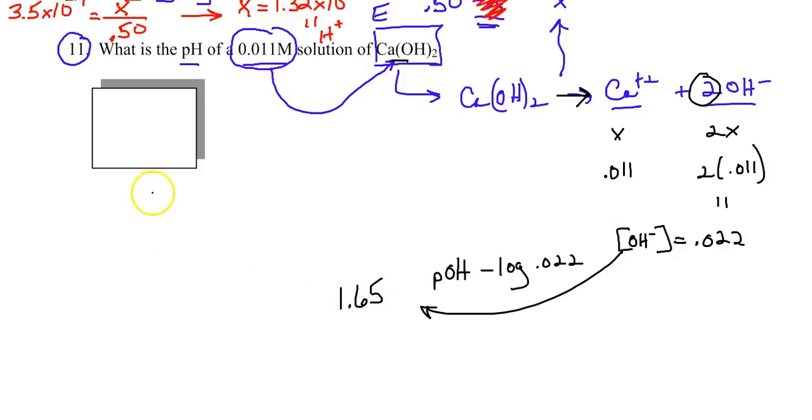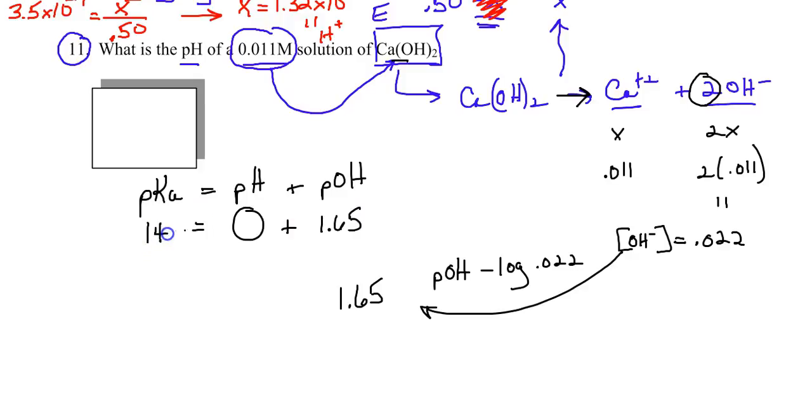Now what do we know? The pKw equals the pH plus the pOH. So if I've got 1.65 plus some number equals 14, what's the pH? I'm going to subtract 1.65 from 14, and I get my pH to equal 12.3.